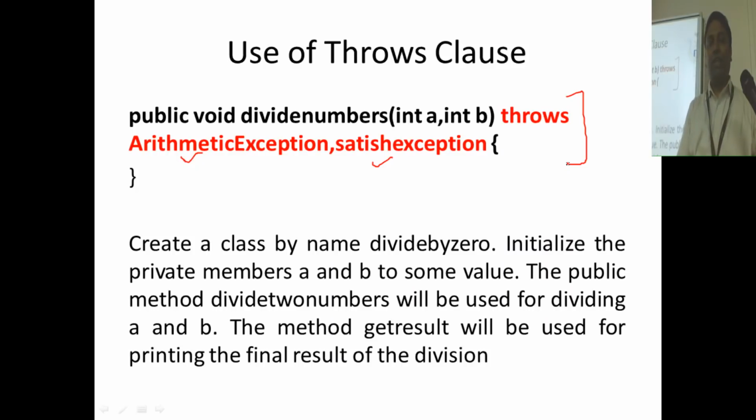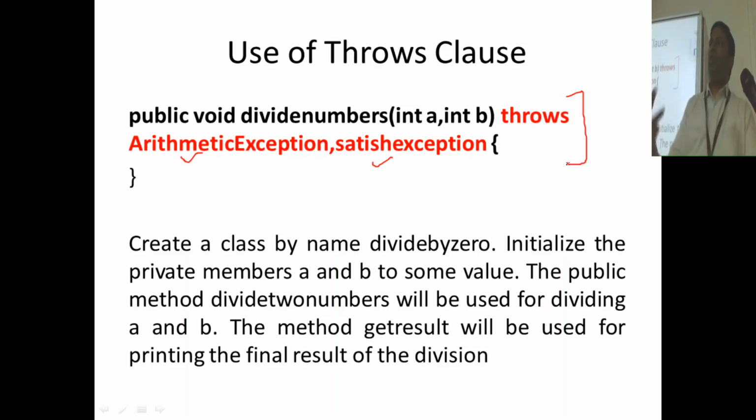Okay, so let us take an exercise here. You have a class by name DivideByZero. You have two variables, int a and int b, private variables. You have a constructor to initialize some values to a and b. Finally, you have this method divideNumbers, where you divide and print the result. Your divideNumbers should have a signature like this. Can you try that example now?